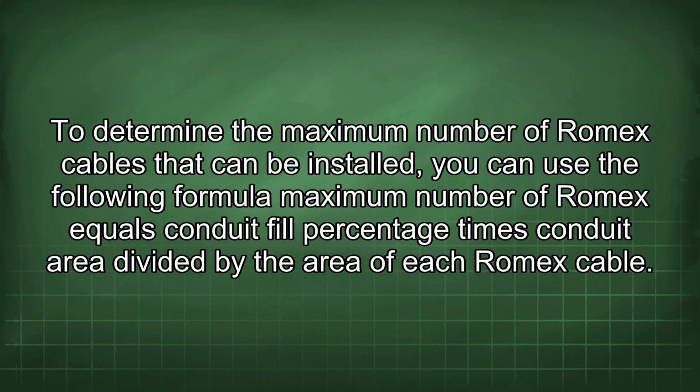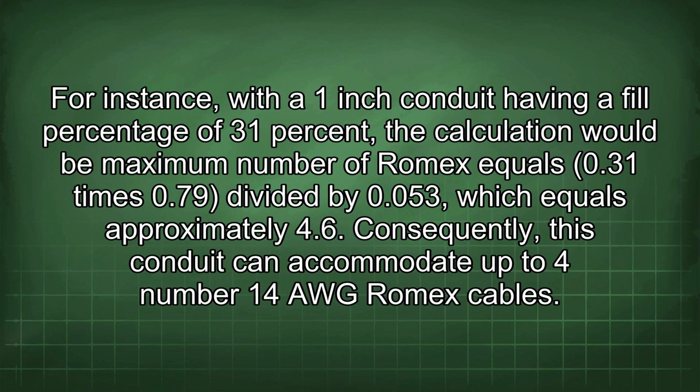To determine the maximum number of Romex cables that can be installed, you can use the following formula: maximum number of Romex equals conduit fill percentage times conduit area divided by the area of each Romex cable. For instance, with a 1-inch conduit having a fill percentage of 31%, the calculation would be maximum number of Romex equals 0.31 times 0.79 divided by 0.53, which equals approximately 4.6. Consequently, this conduit can accommodate up to 4 number 14 AWG Romex cables.